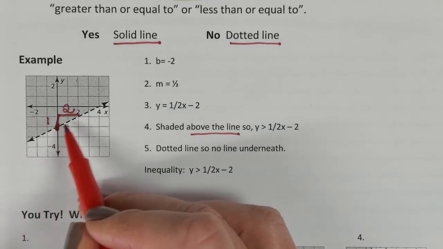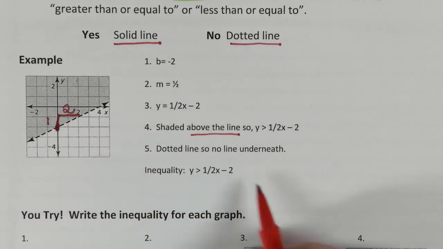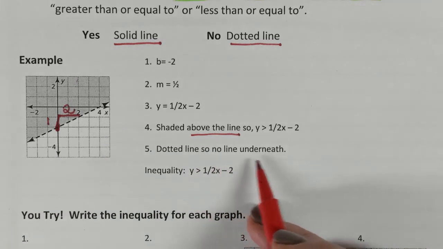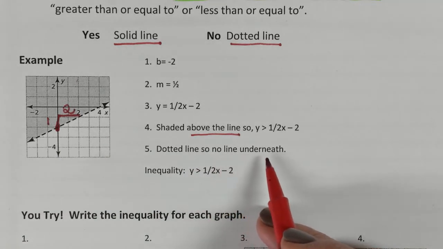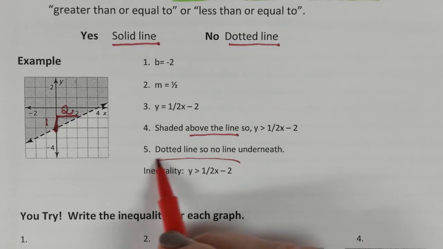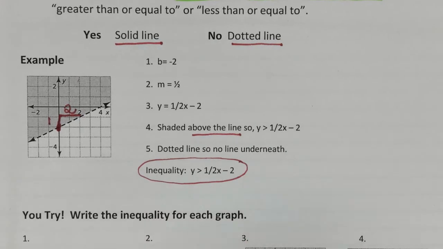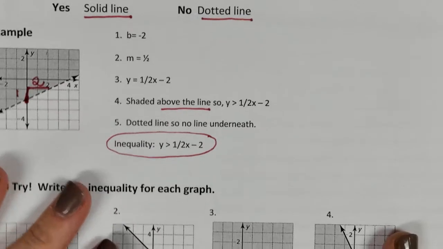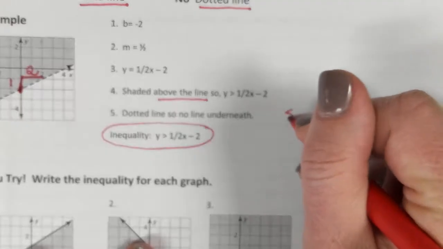It is a dotted line, and so there's no line underneath it. This is not greater than or equal to. And so the inequality would simply be y is greater than 1/2 x minus 2. That is in slope-intercept form.